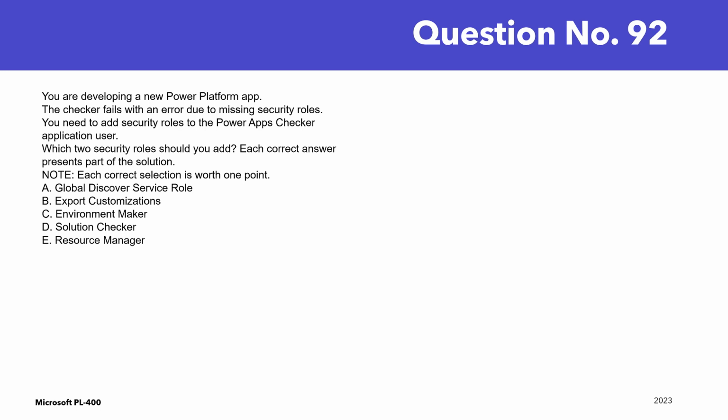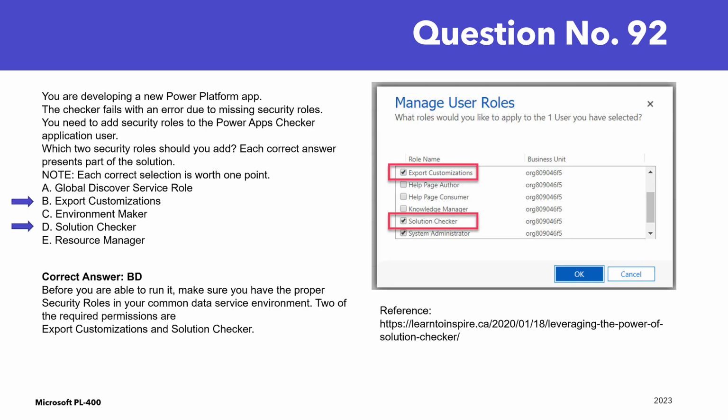A. Global Discovery Service role. B. Export Customizations. C. Environment Maker. D. Solution Checker. E. Resource Manager. Correct answer: B, D.